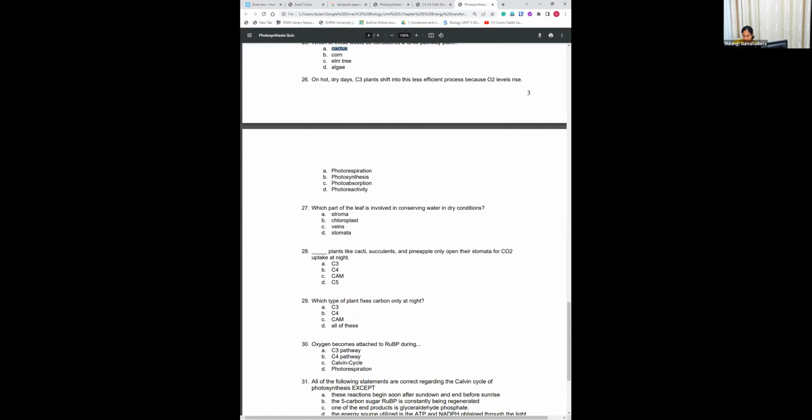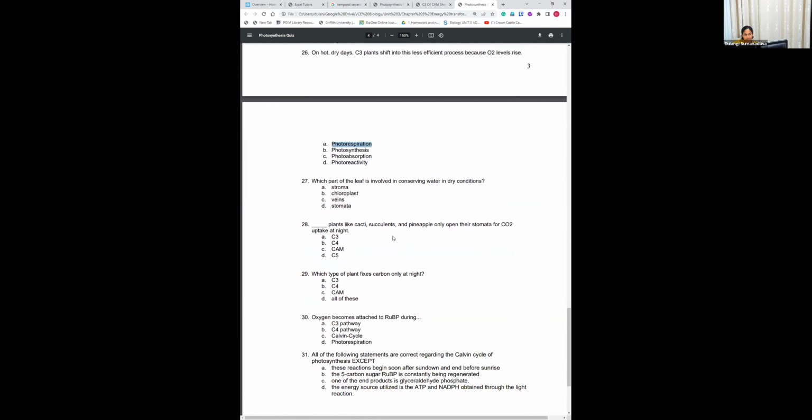26. On hot dry days, C3 plants will move to the photorespiration. 26 is A. 27: which part of the leaf is involved in conserving water in dry conditions? They're going to close their stomata. So it's D. You will get stomata and stroma for sure, right? So the same two different choices. I can just make it stoma instead of stomata. So accidentally you might pick stroma, right? So the opening is the stoma, not stroma. 27 is D.